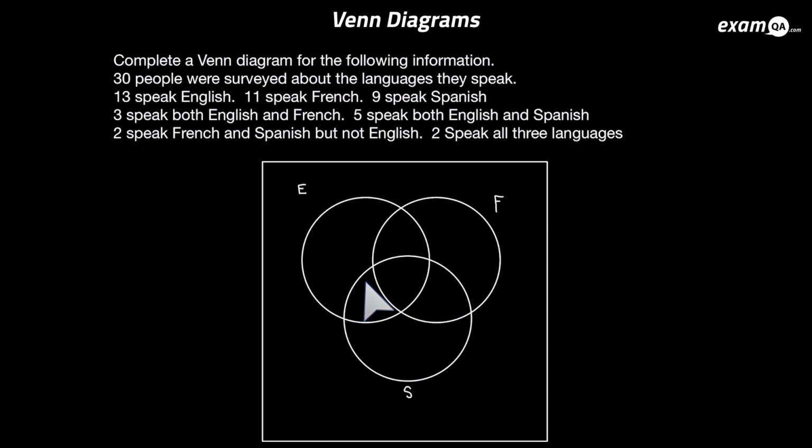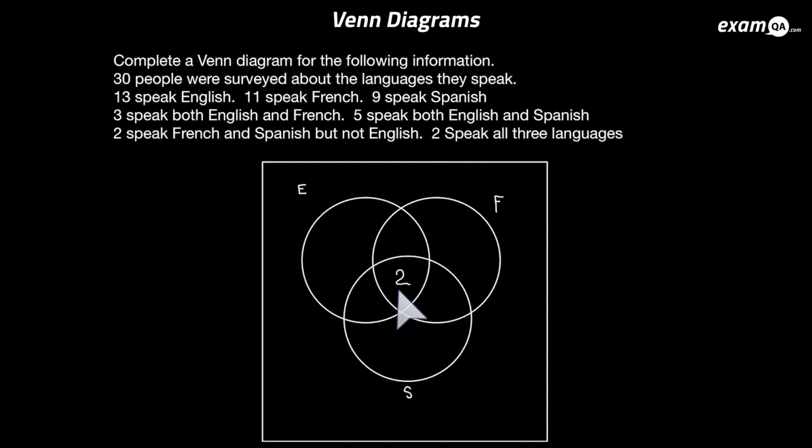What you want to fill in is from the middle. And the middle, they've told us the number for the middle. How many people speak all 3 languages? It says 2 people speak all 3 languages. So you can fill that in first. And then we'll move outward slowly.